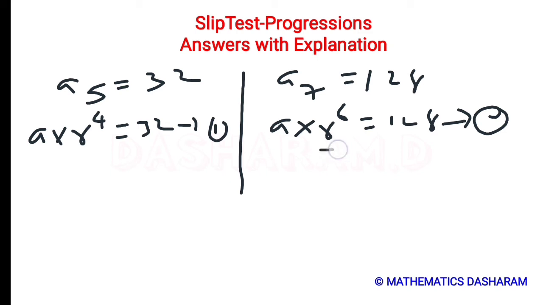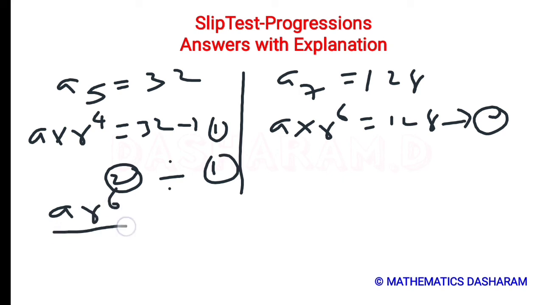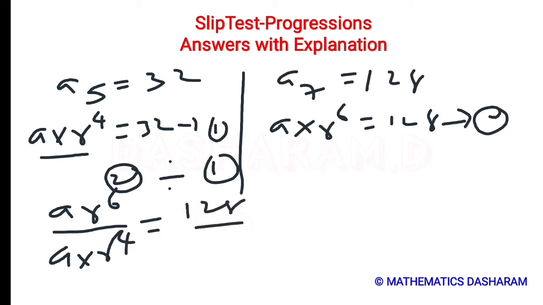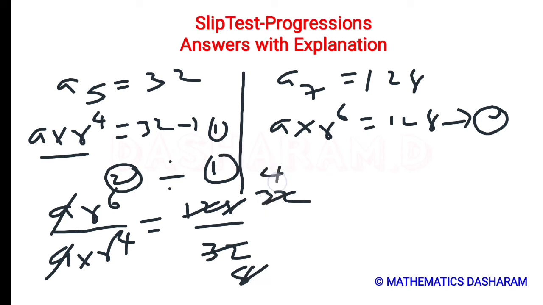Here the highest power is 6, so divide the second equation by the first equation. Second equation LHS is a r to the power 6, and first equation LHS is a r to the power of 4. Second equation RHS is 128 and first equation RHS is 32. A cancels. Here 4 8s are 32, 4 3s are 12, 4 2s are 8, 4 1s are 8, 4 4s are 32.